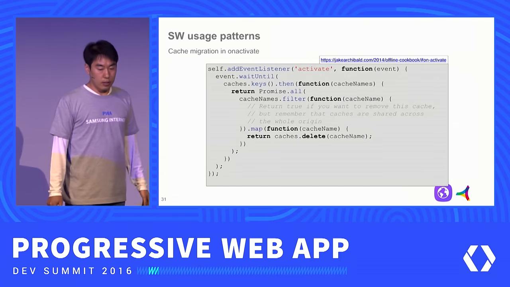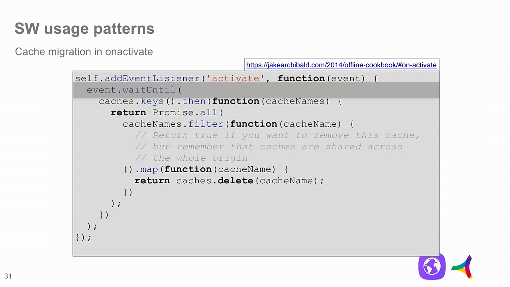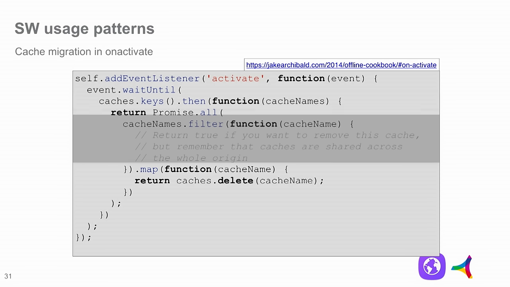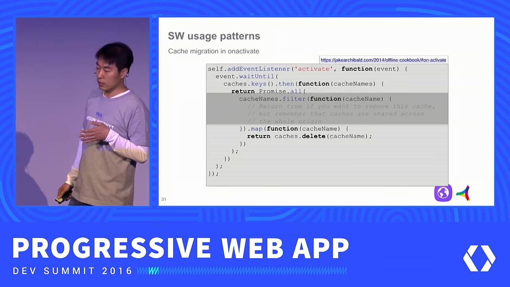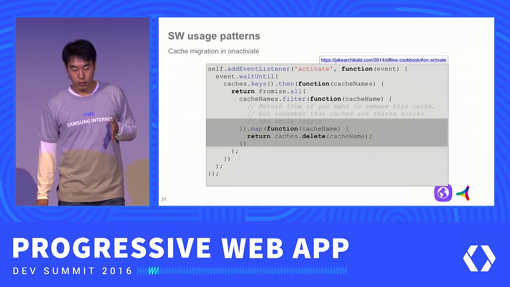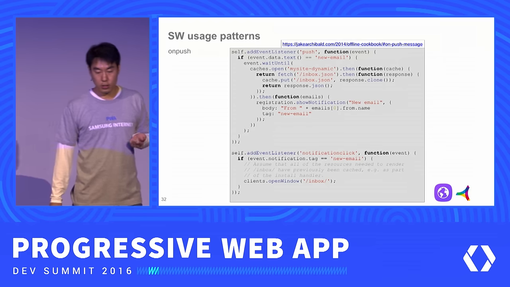And this is where you manage your cache versions, on activate. Also, this is an extendable event. So you extend the event, get all the cache objects there, and filter whatever you will not really require for the next version of the service worker. Then you explicitly delete all those objects.